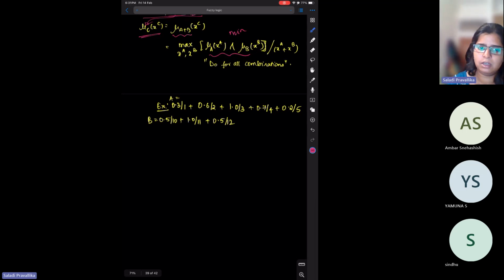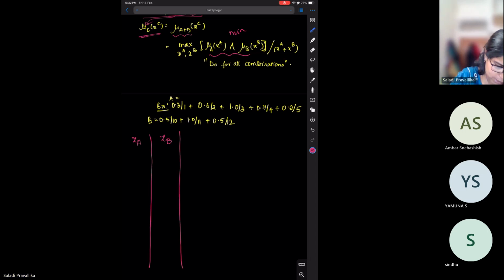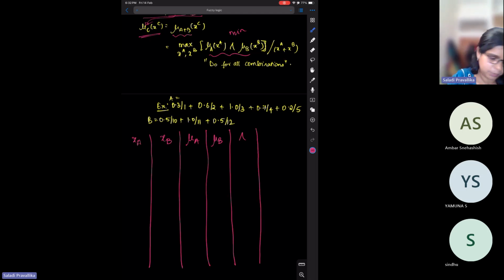Here I have two fuzzy sets. Let's keep it simple and make a table similar to what we have done before: x A, x B, nu A, nu B, and then the intersection. We'll do it till here for now.